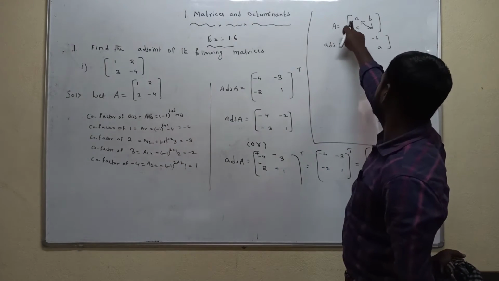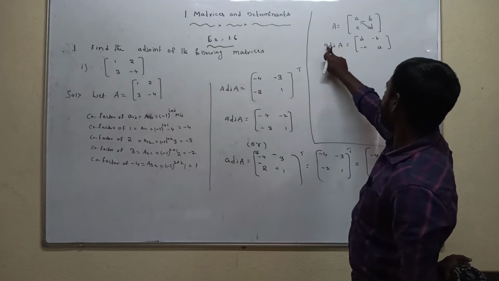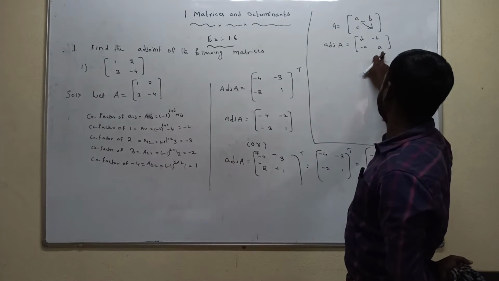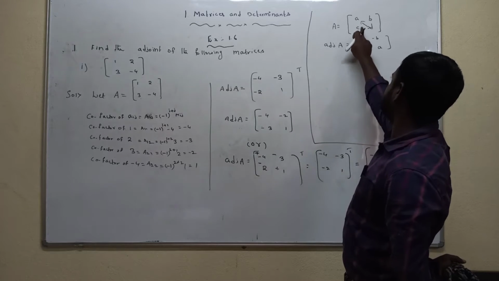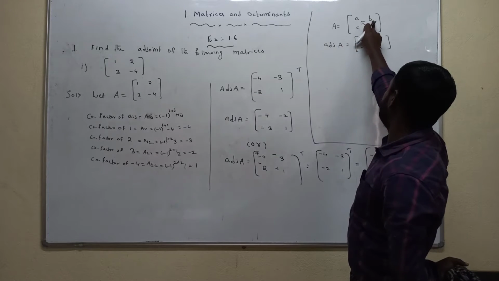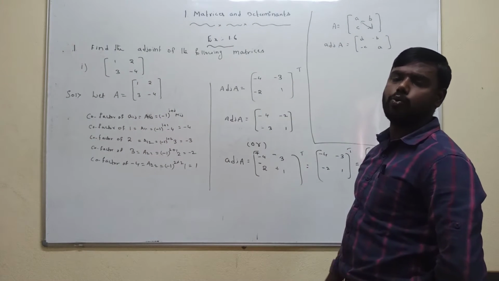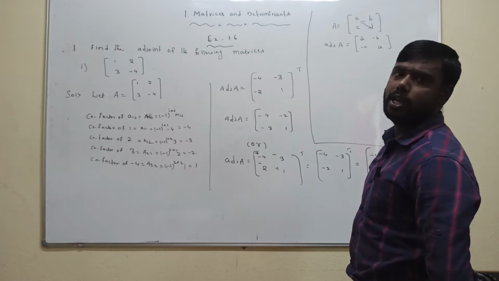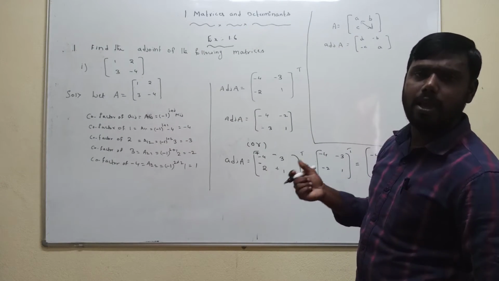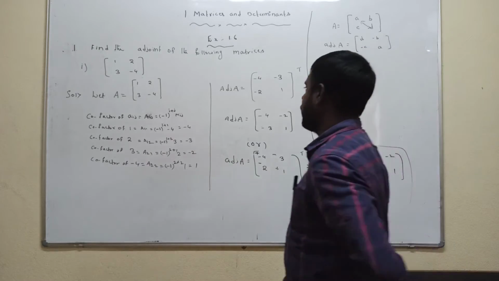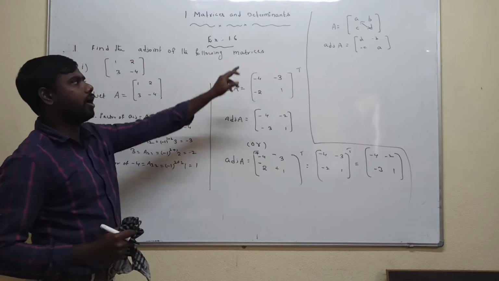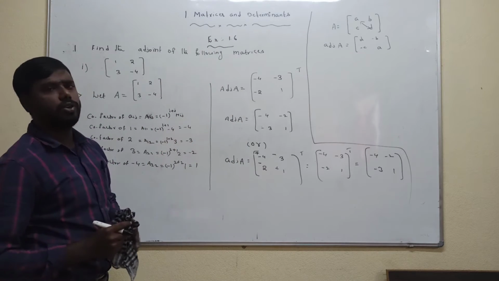So capital A is equal to the given matrix a, b, c, d. The adjoint of A formula is d, minus b, minus c, a. How? These two numbers are interchanged, meaning a is replaced with d, d is replaced with a. But b and c do not interchange, only we add a negative. So minus b, minus c. What is the adjoint of A from this? d, minus b, minus c, a. So we can use this method, or directly this one or that one. Whichever is easy, you can follow that one.